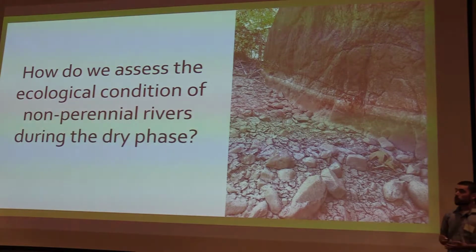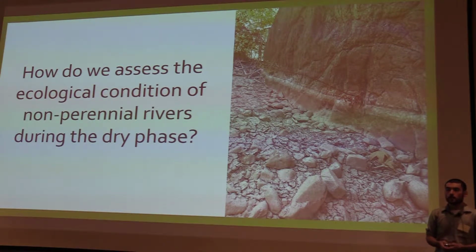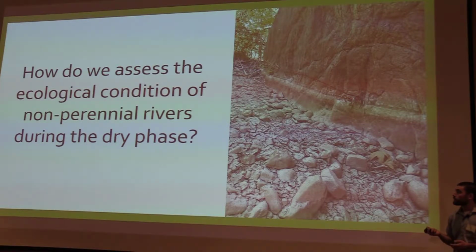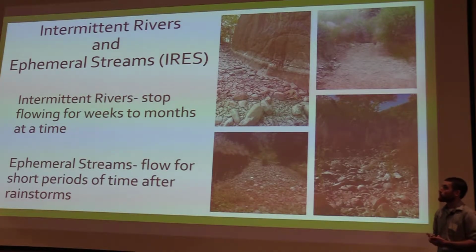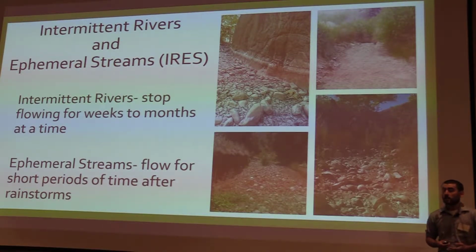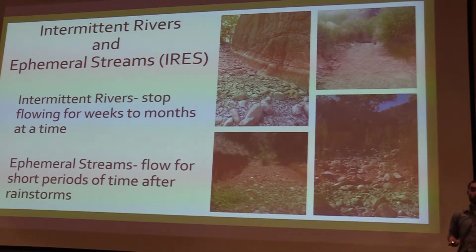That brings me to the main question of our research: how do we assess the ecologic condition of non-perennial rivers during their dry phase? Our non-perennial rivers are made up mainly of intermittent rivers and ephemeral streams. Intermittent rivers generally go dry from weeks to months at a time, while ephemeral streams generally flow for short periods of time after large rain events.